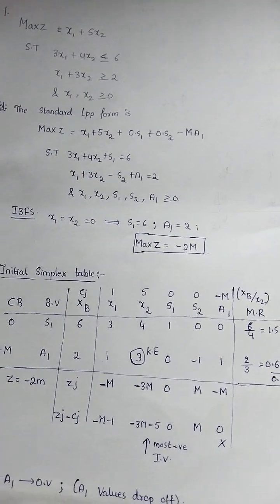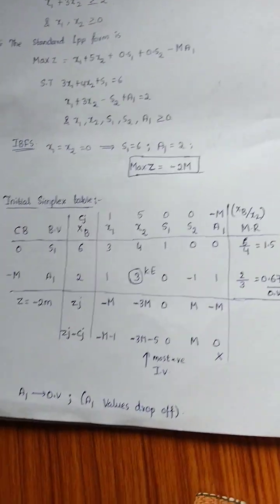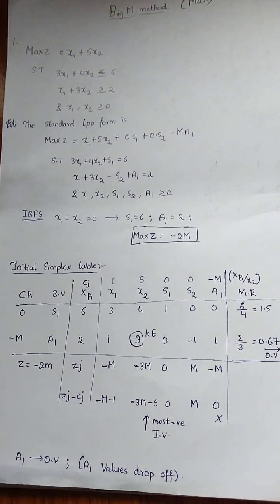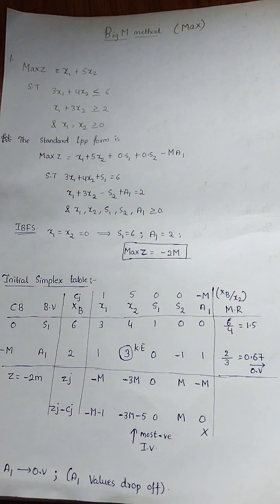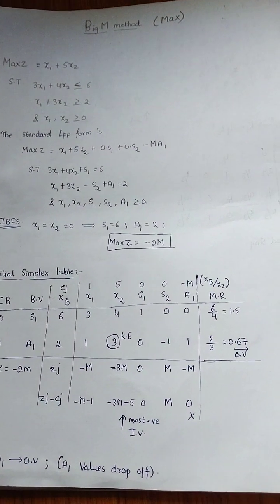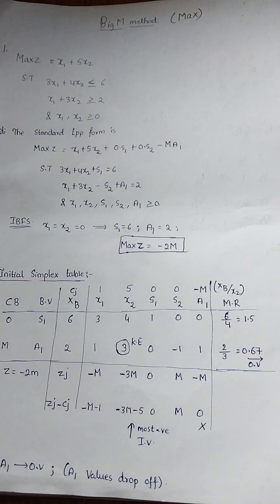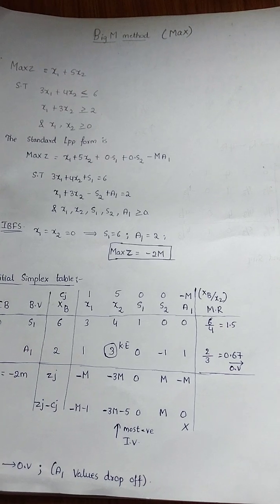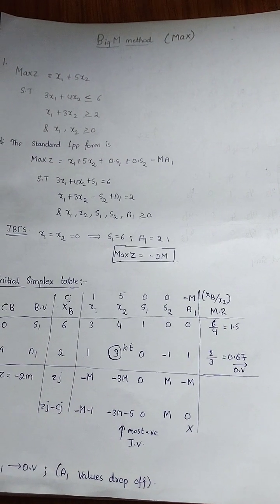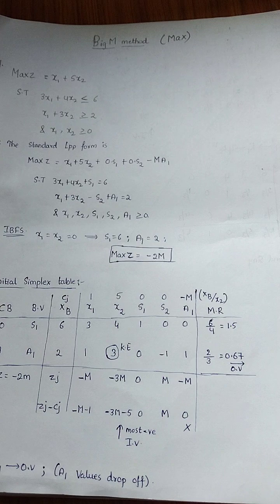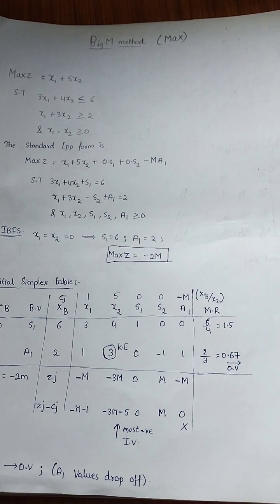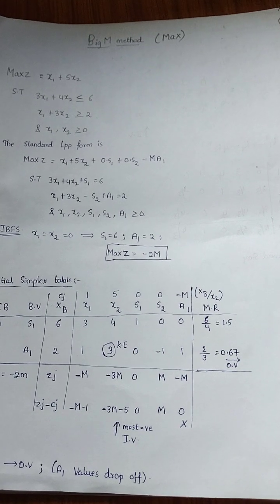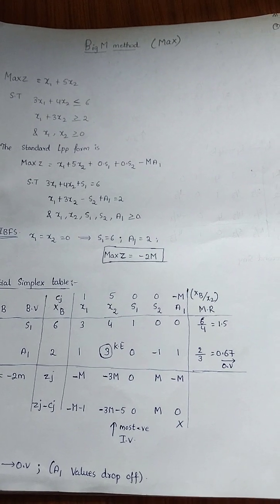Now, what is the most negative value? How are we going to find the most negative value? See, M is nothing but the largest penalty which we are going to give in the big M method. What is the largest penalty you are going to give? When it is a maximization of the objective function, we are going to take the value of M as positive.